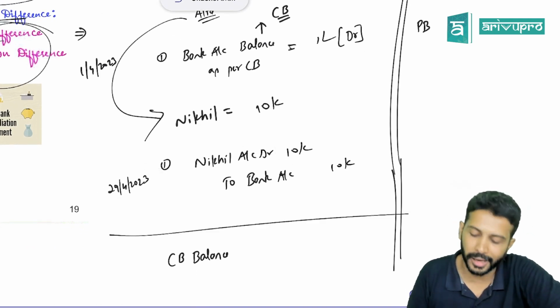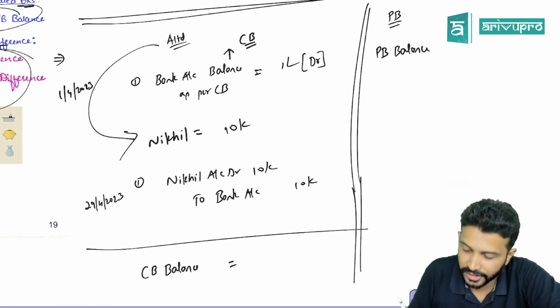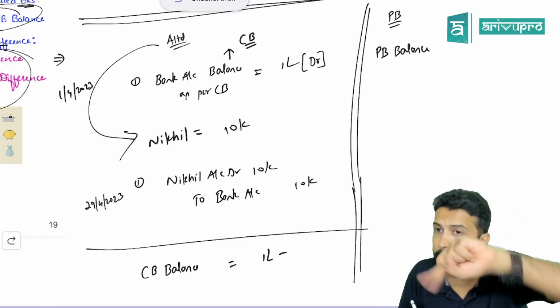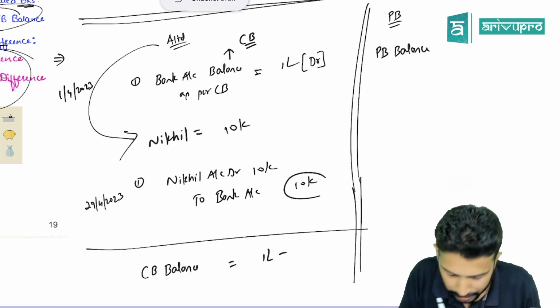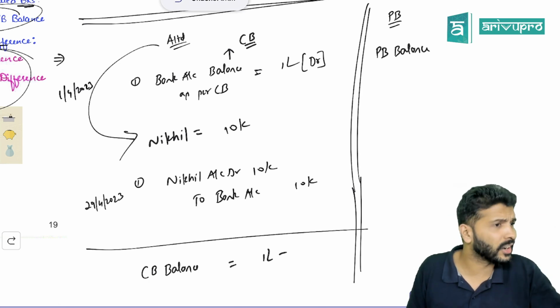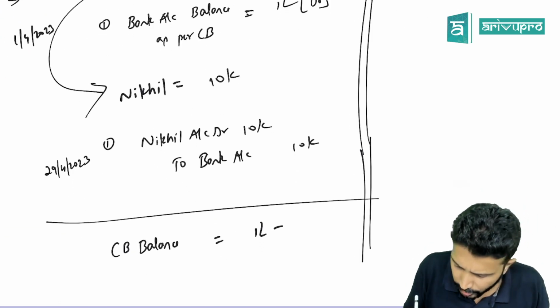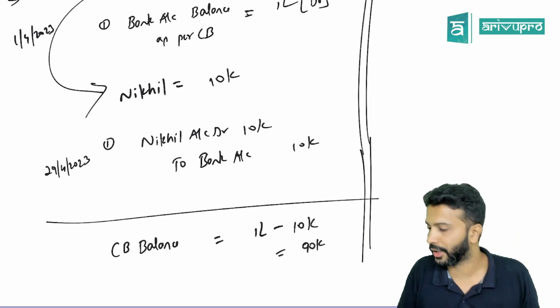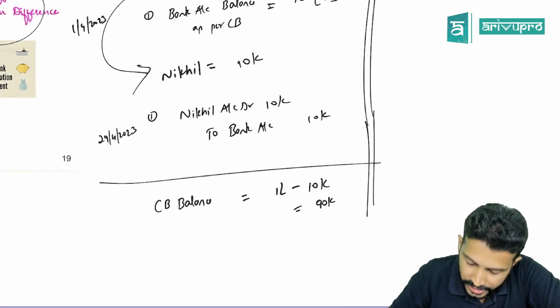Now, what is the final balance of bank? Can you tell me? How much is this? Is it still 1 lakh? No. See, bank had a debit balance of 1 lakh before. Now, have you debited bank or have you credited bank? Credit. That means the bank balance will reduce. It will reduce by 10,000 and it has become how much? 80,000. As on which date?